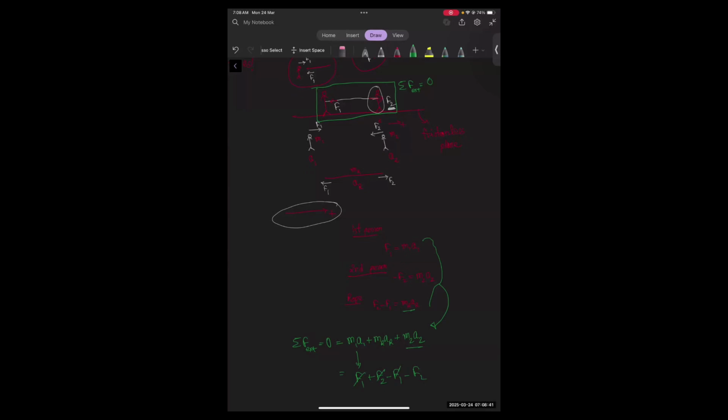So this cancels this out, this cancels this out. This is indeed 0. So this is consistent with our previous system as well. So it doesn't matter which system, you get consistent results. That is nice. We want that.